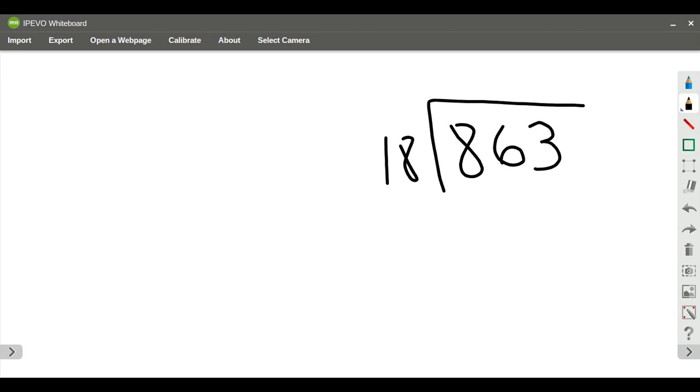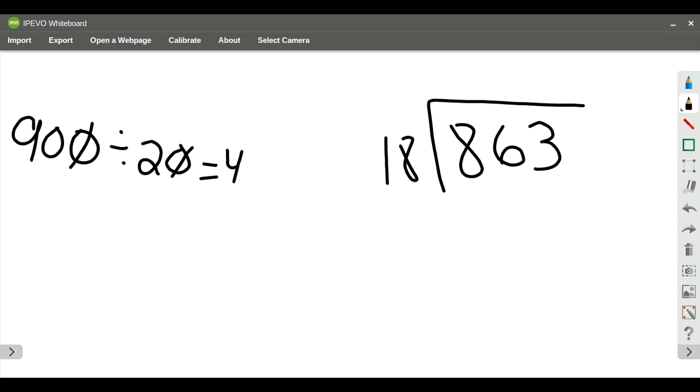So I'm going to take 863 and turn that into 900 because 18 is not a number that I'm pretty familiar with. So I'm just going to round both of these numbers. When I round both of these numbers, I take off my zeros and I'm left with 90 divided by 2, which is going to be equal to 45. Half of 90 is 45. Okay, so my estimated answer is going to be 45.